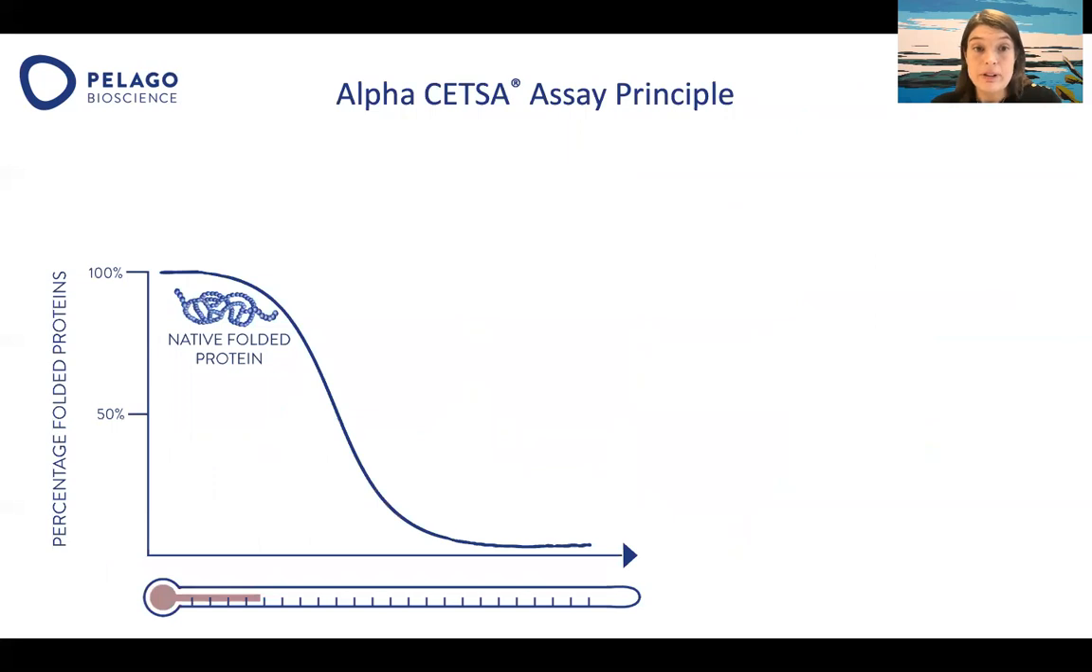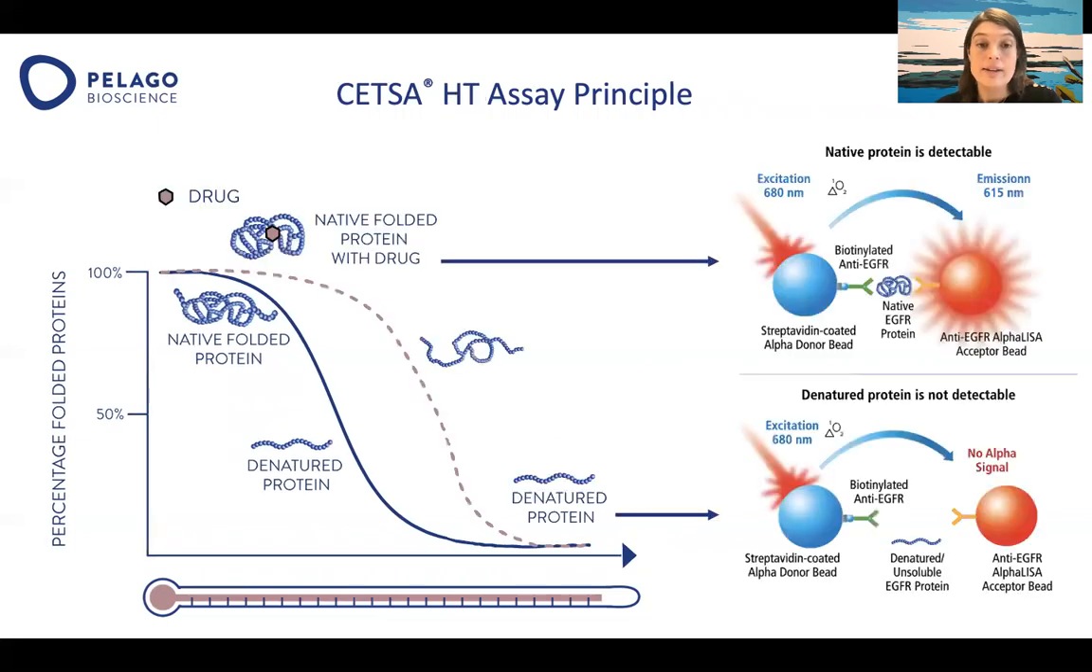So the principle of CETSA is that we look at the native folded protein and how this is melting upon applying a heat shock. So the principle is that if you have a compound, the melting behavior of the protein is affected. So you get a change in the melting temperature upon compound binding.